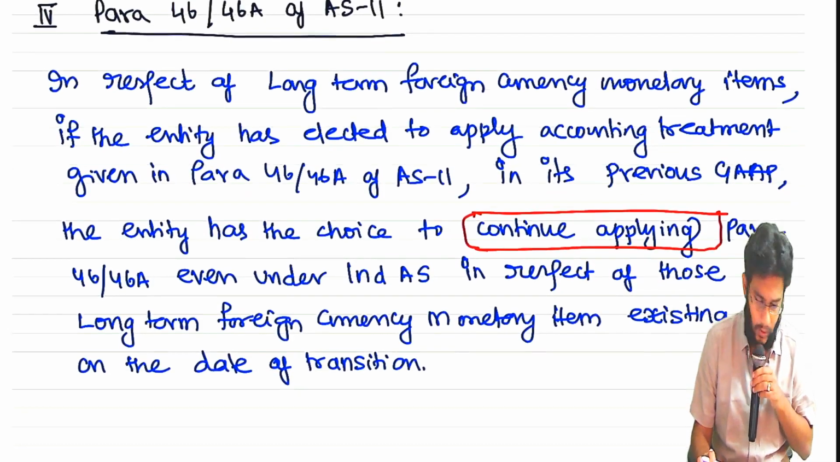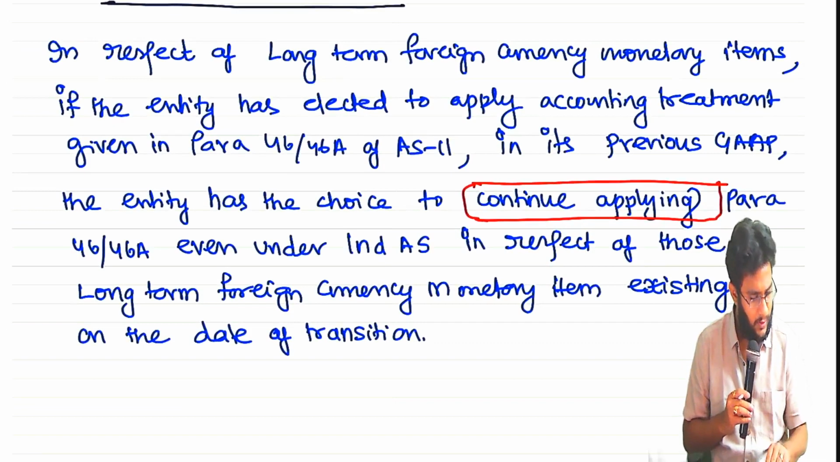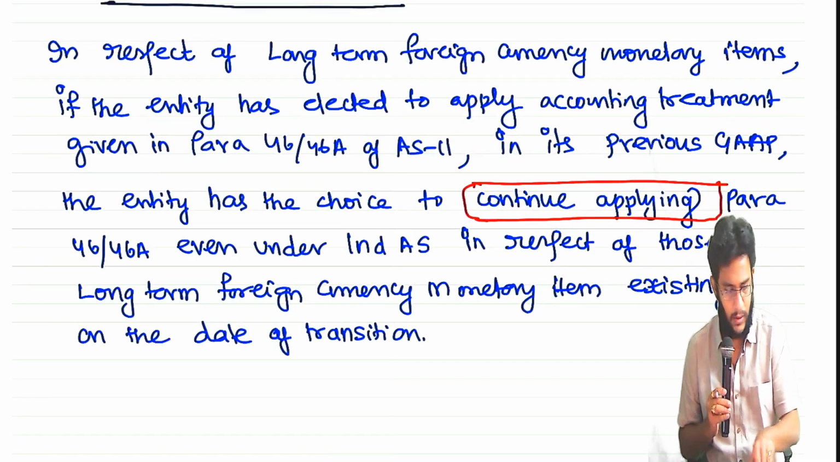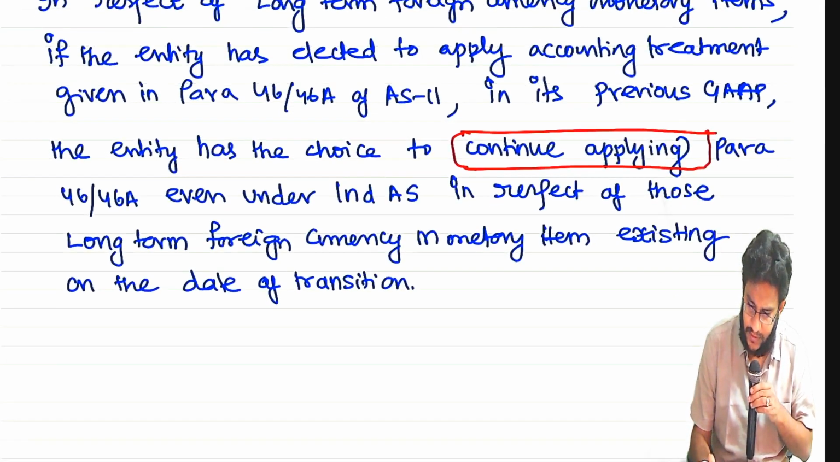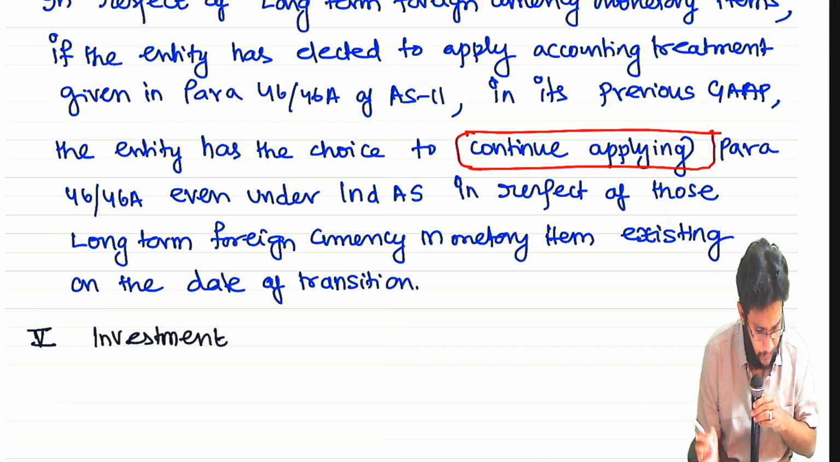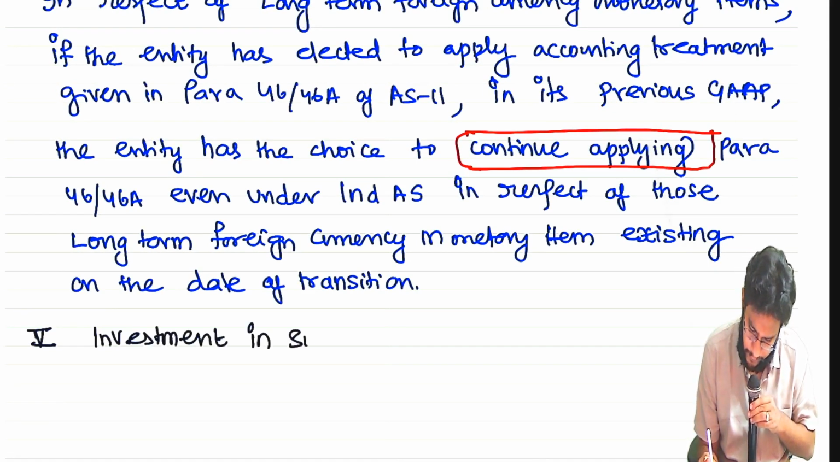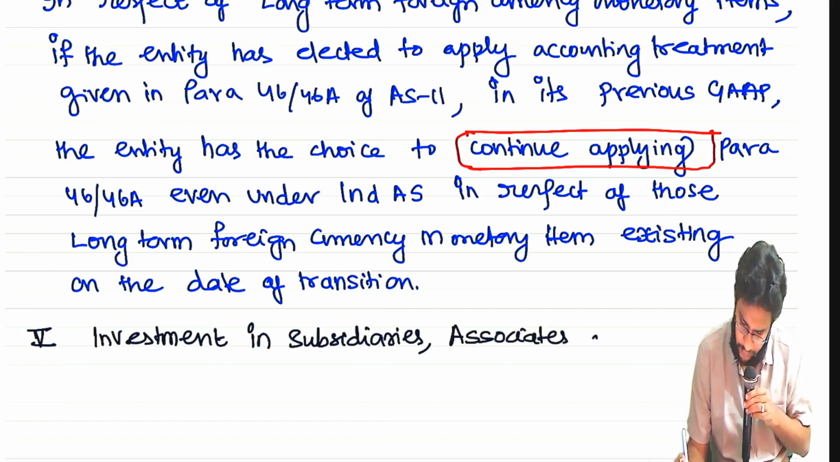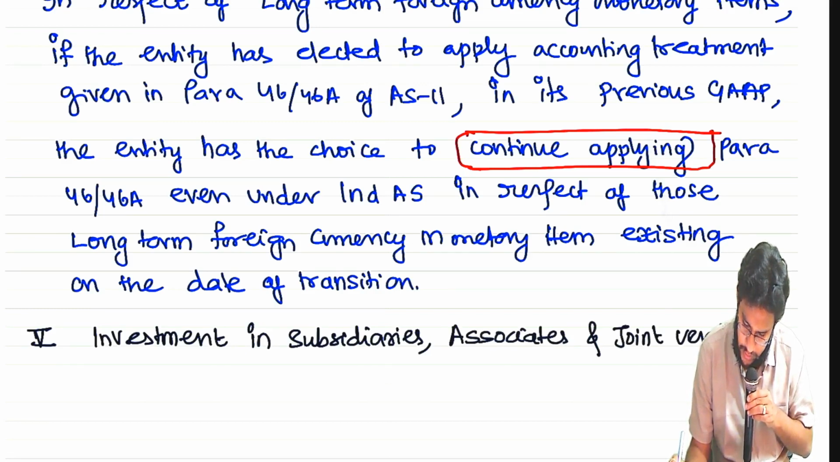So guys, this is one adjustment. And then after this we have discussed investment. Investment in subsidiaries, associates and joint ventures.